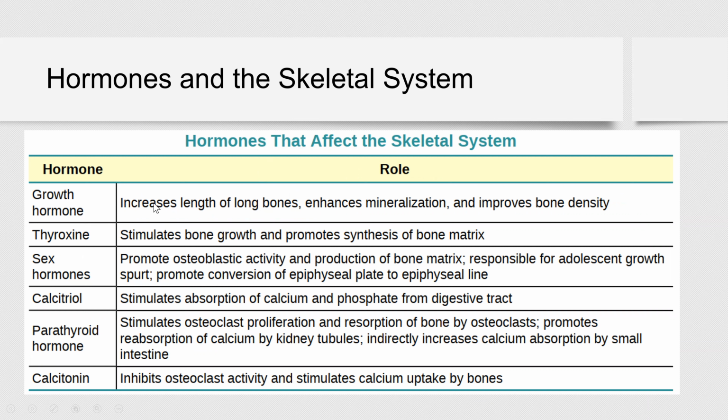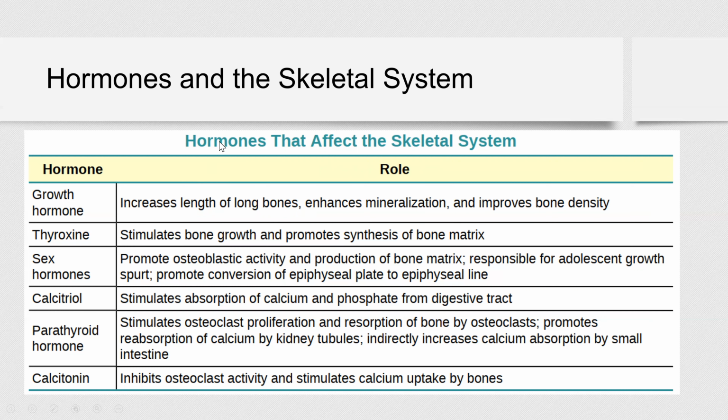You need growth hormone that increases length of long bones, enhances mineralization, and improves bone density. Thyroxine stimulates bone growth and promotes synthesis of bone matrix. This one is released by the thyroid gland. Sex hormones, especially testosterone, promote osteoblastic activity and production of bone matrix responsible for adolescent growth spurts, and promote conversion of epiphyseal plate to epiphyseal line.